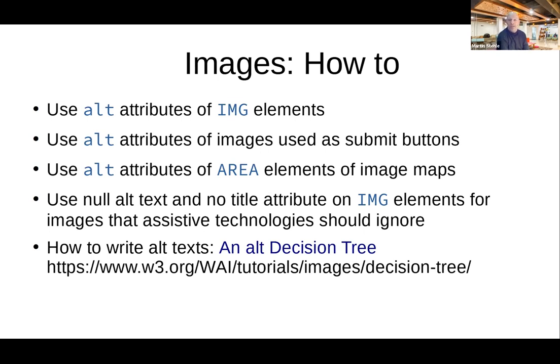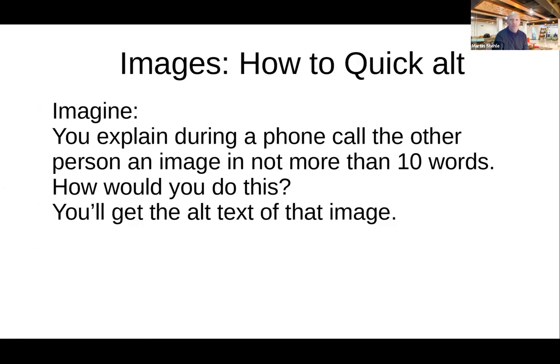I want to provide a helpful resource on the server of the w3.org. It's the so-called alt decision tree, a very funny and helpful graphic to tell you how to write an alternative text. And of course, you can do it in a quick way that was described in a presentation ago with a so-called telephone test. Explain during a phone call to another person an image in not more than 10 words, or maybe 11 words, you know, in a short sentence. How would you do it? You'll get the alt text of that image. Very quick and easy rule of thumb on how to write correct and useful alternative text for images.